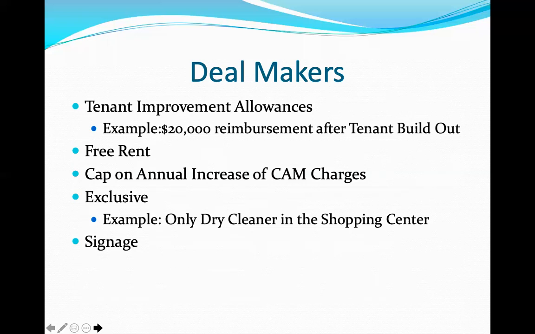Another great scenario would be free rent, which we're seeing in a lot of advertisements, especially in lower level class types of projects, where you get 6 months free rent to come in. We want a cap on the annual increases of CAM charges. You want to have exclusivity. You want to have signage. You want to have exclusive parking. These are all items that will really attract tenants and sweeten the pot to attract tenants to your properties.